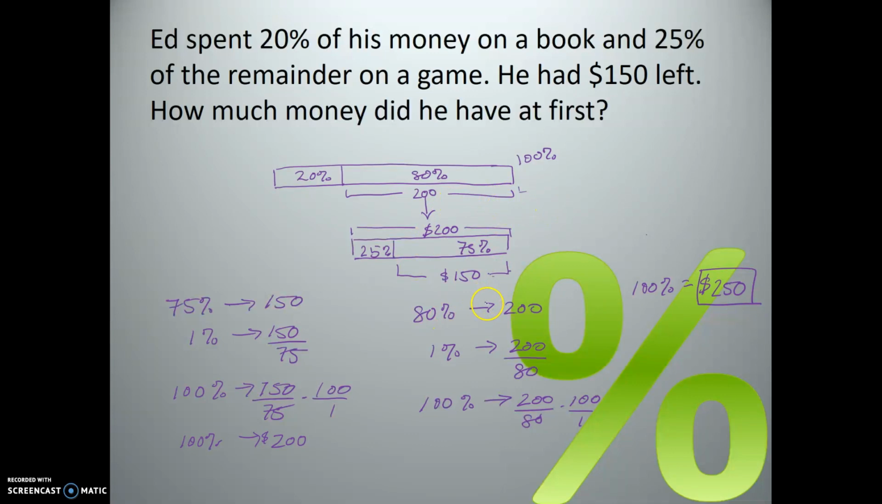So 80% equals $200. So if we solve for 1%, we've got 200 over 80. And then we solve for 100%, which is our original amount, and we get 200 over 80 times 100 over 1. And if we solve that math, we're going to get that 100% equals $250. So Ed originally had $250. All right, that's it for day 21.